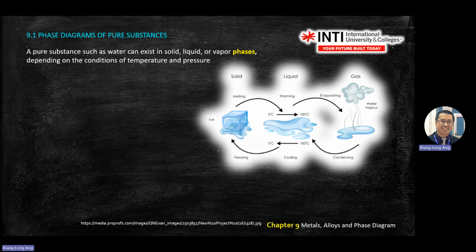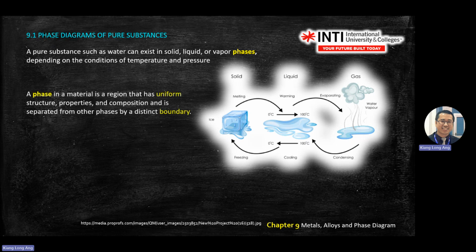This phase or state changing is the same in metal. It's only a matter of at what temperature it changes. So we'll use the phase diagram to explain the behavior of metals. Okay, so the first one is phase. In the questions in chapter 9, you need to tell what is the phase of that element at a certain temperature. Okay.